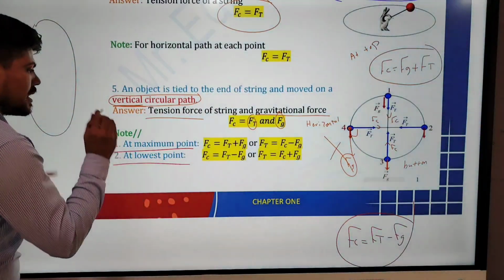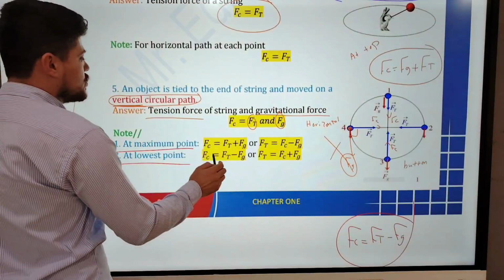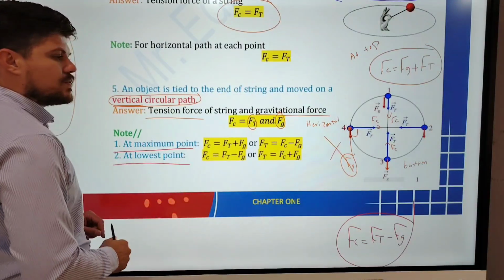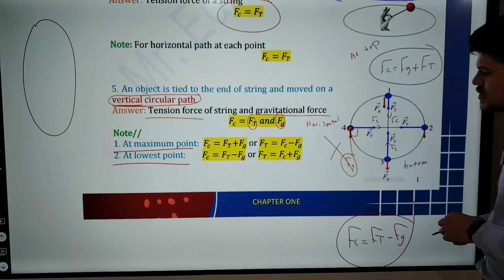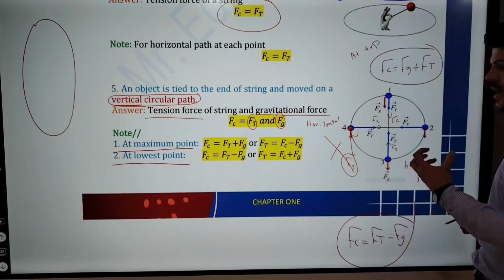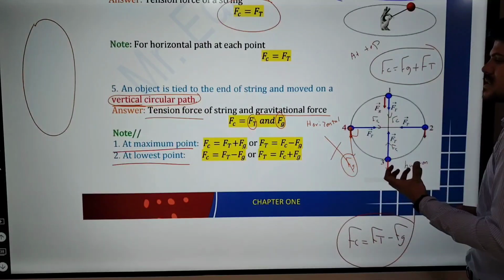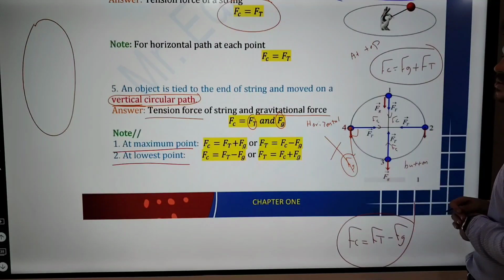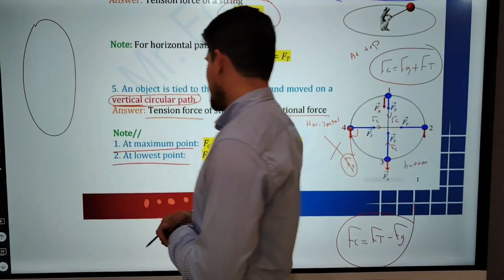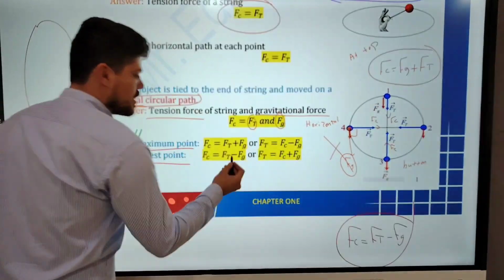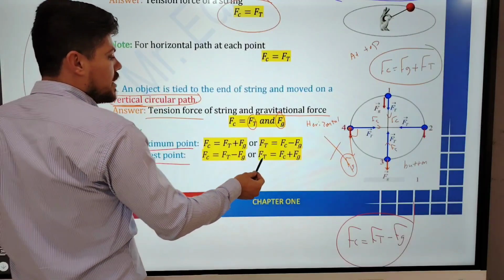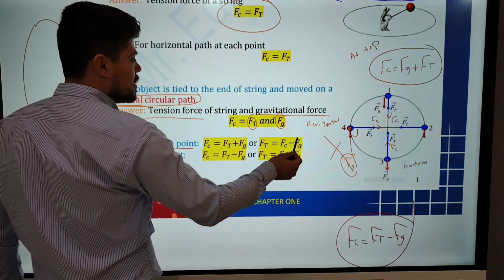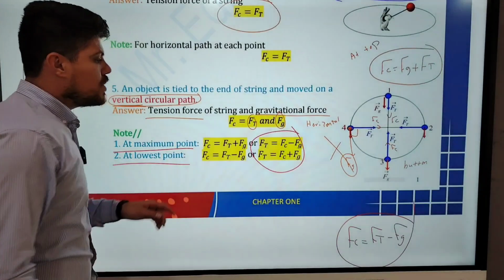Okay, at the lowest point, Fc is equal to what? Ft minus Fg. The direction of the centripetal force is always considered a positive sign, and the forces which have the same direction as the centripetal force are also considered positive. But in that case, Fg is negative: Ft minus Fg. If you rearrange the equation, Ft is equal to what? Fc plus Fg.